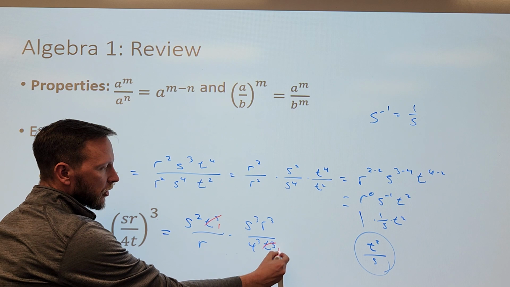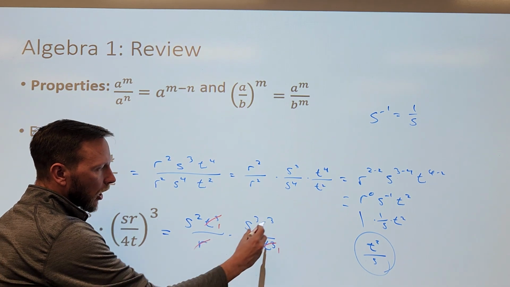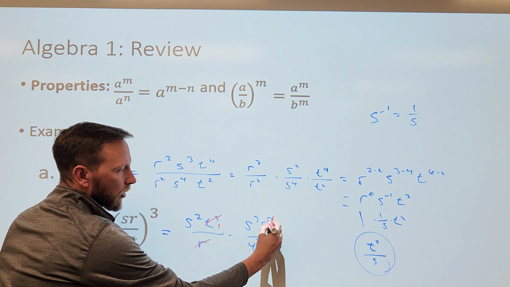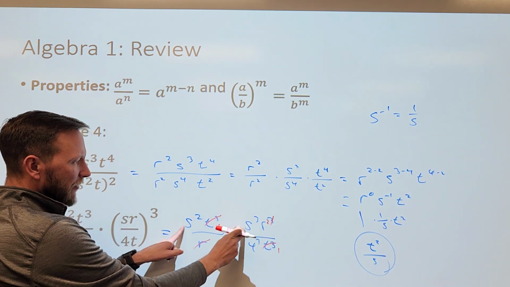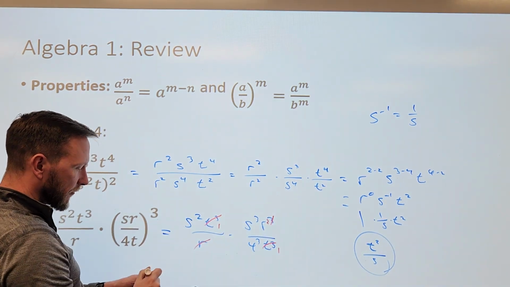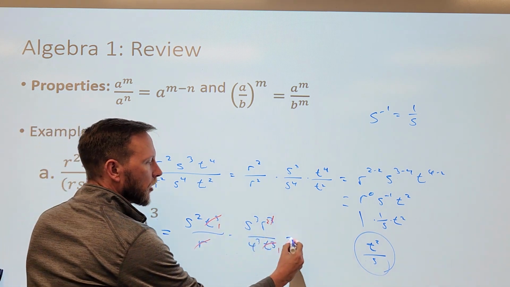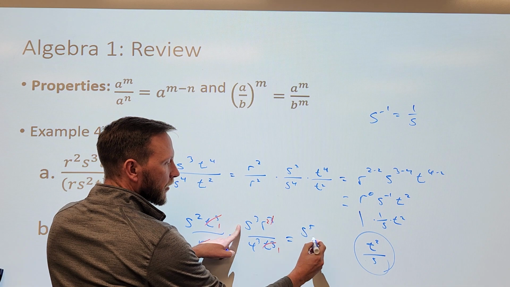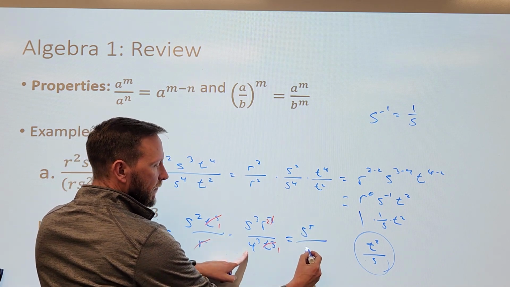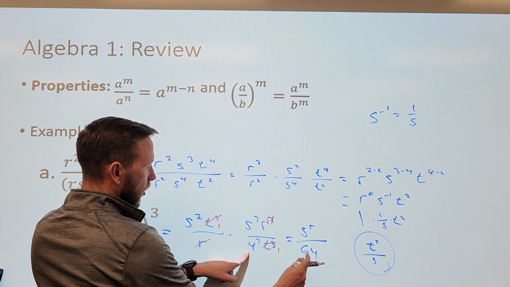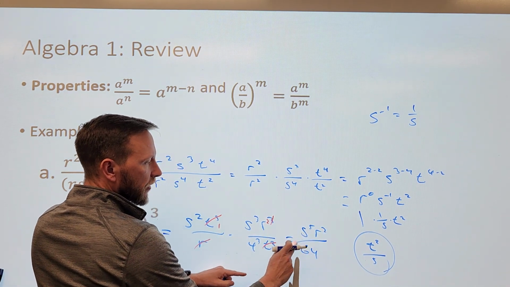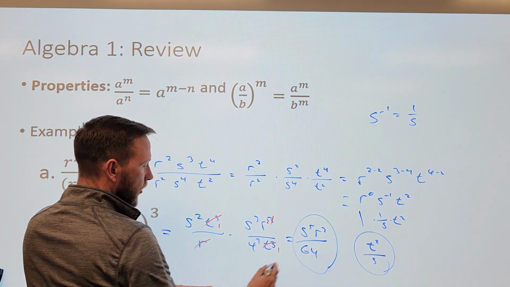So I've got 1 t cubed and another t cubed. I've got 1 r, and I've got r squareds, so I'm down to r squared. I've got my s's that can multiply, and then I've got my 4 cubed in the denominator. So s squared times s cubed is s to the 5th. In our denominator, 4 cubed is 64. Oops, I forgot my r squared. There we go. So I've got s to the 5th, r squared over 64.